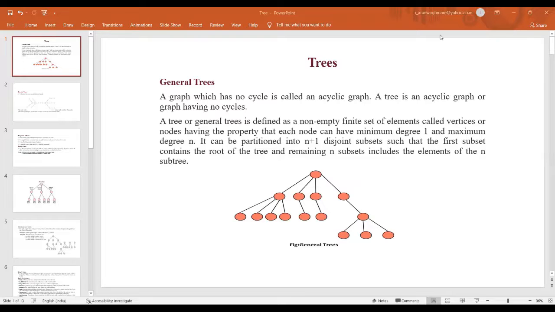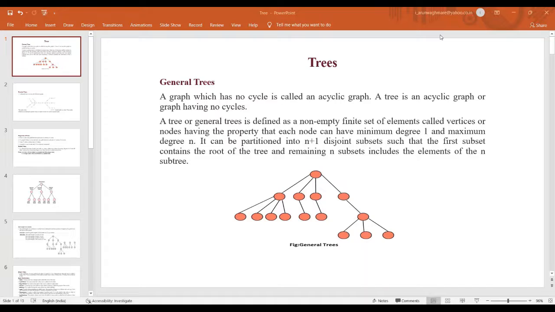Today we start with our next chapter, that is tree, right? So what is a tree? Generally, a tree is a type of graph. A graph which has no cycle is called an acyclic graph. A tree is an acyclic graph, or we can say a graph having no cycles.